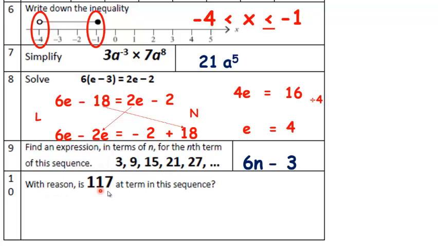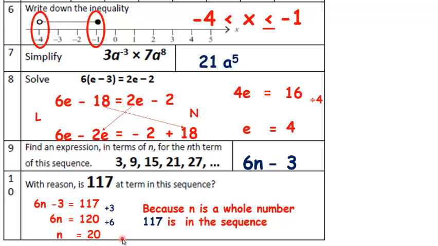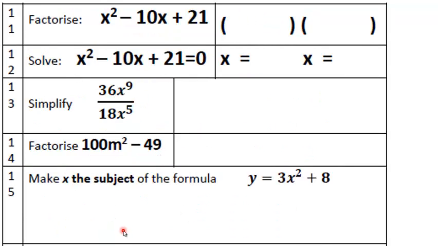The question is, is 117 a term in this sequence? Well, let's have a look at it. 6n minus 3 is equal to 117. We need to make it equal to that. Add 3 to each side. I'm going to get 6n is equal to 120. Divide that by 6. You're going to get 20. So if n is 20, that means it's a whole number. So 117 is a term in the sequence. Make sure you're really comfortable with this. Again, question 9 and 10 are questions very likely to come up in the exam.